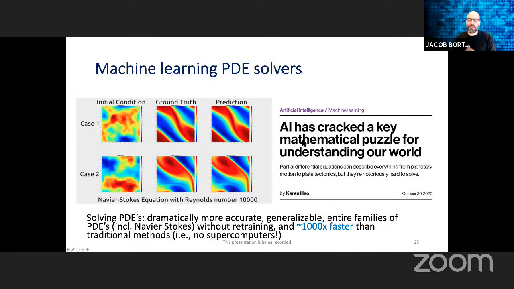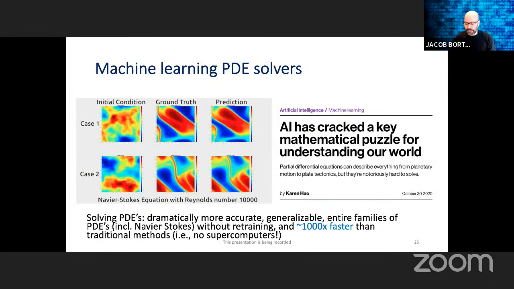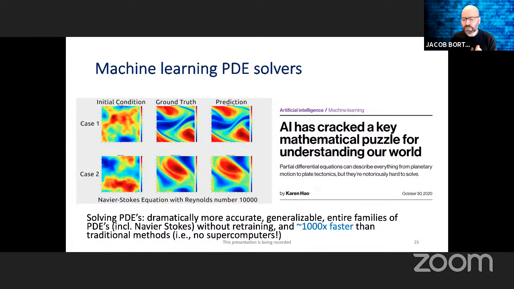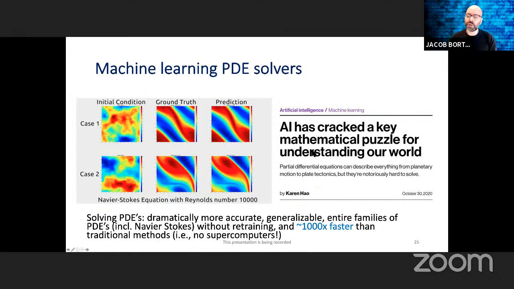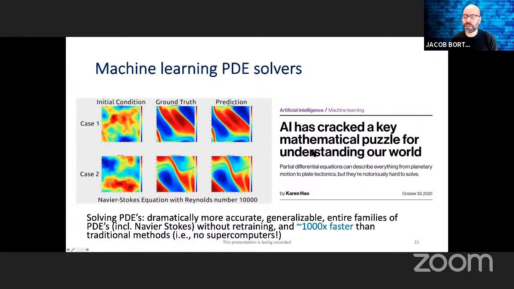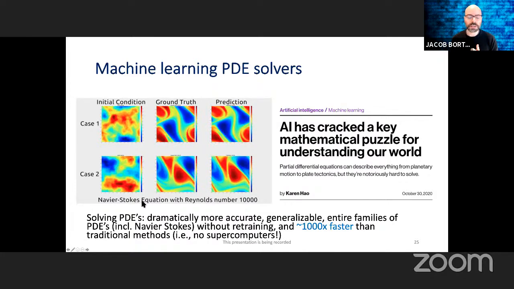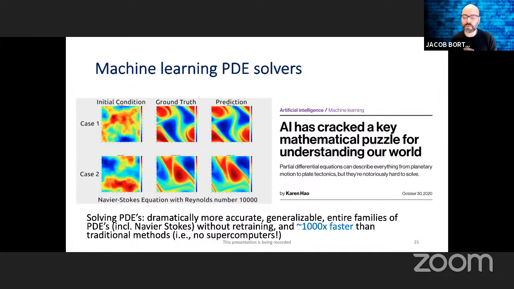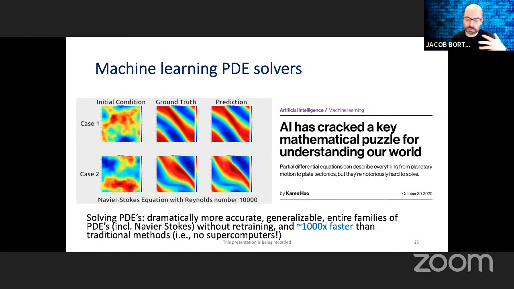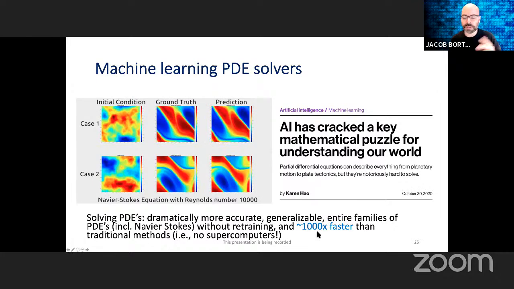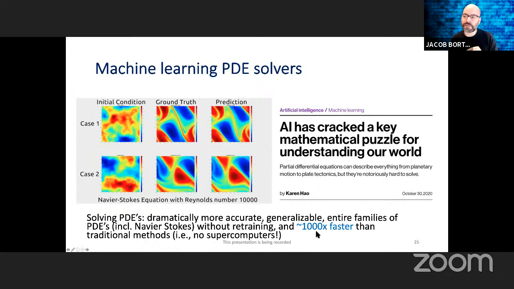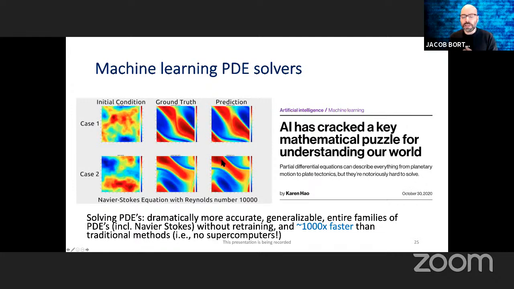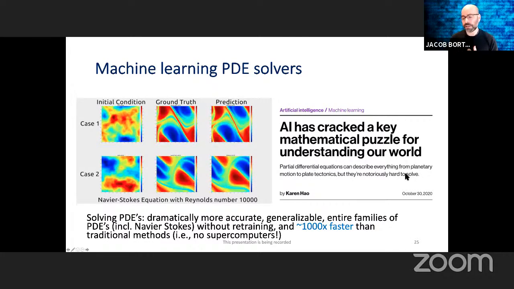Finally, I'll just throw this out because my time is just about up. A very new branch of work is using AI or machine learning, I'm using them interchangeably, to solve PDEs in a dramatically faster and more accurate way than traditional Crank-Nicolson solvers, for instance, up to 1,000 times faster. And here you see the ground truth and the prediction. This created a huge buzz when it came out last year, October 30th, 2020.